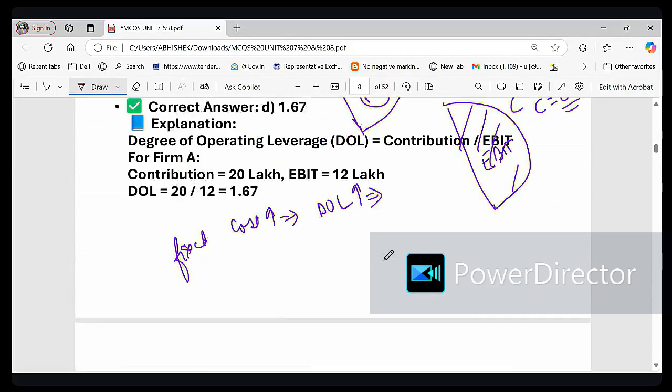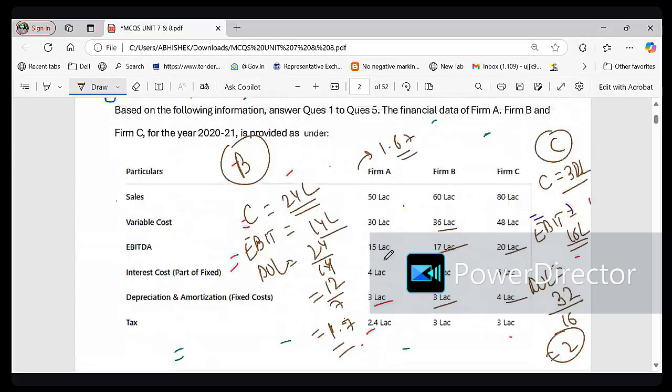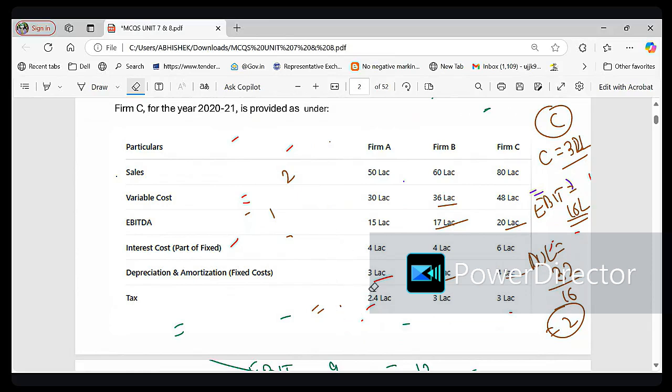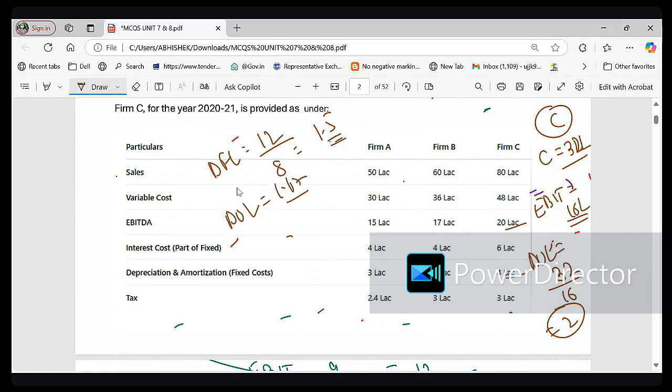Let me come back to this particular question. You know what is degree of combined leverage? How to find it? The formula is very simple. We have just calculated DOL, which is 1.67, and we have also calculated the DFL. What was the DFL? EBIT upon EBT. EBIT we calculated as 15 minus 3, which is 12, and EBT is 8. So it was 1.5. So for firm A, DFL is 1.5 and DOL is 1.67, and you have to calculate DCL.